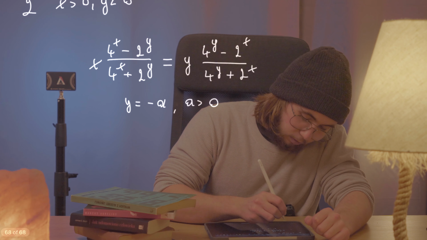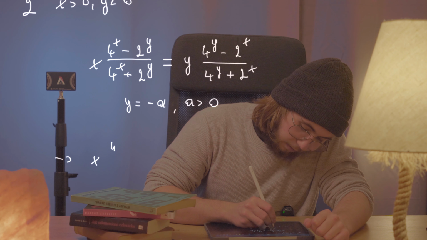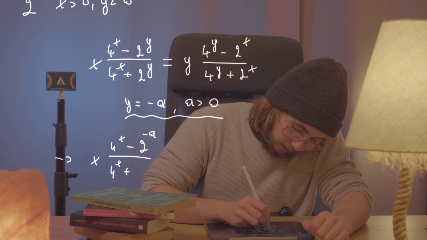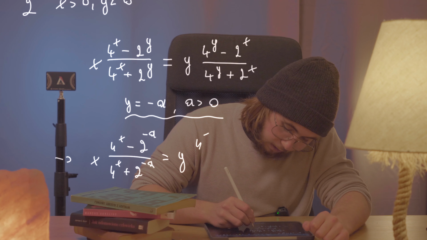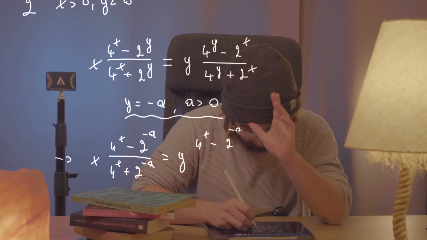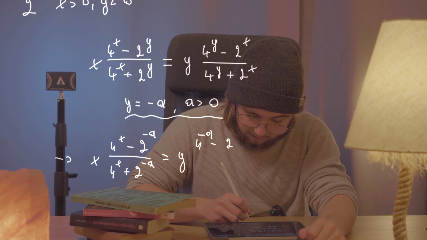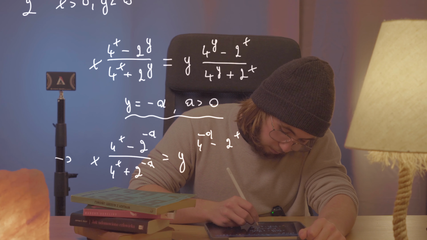Let's rewrite our statement once again. So that's gonna be x multiplied by 4 to the power of x minus 2 to the power y, which happens to be negative a, as we made it to be, over 4 to the x plus 2 to the negative a, is equal to y multiplied by 4 to the negative a minus 2 to the power of x, all over 4 to the negative a plus 2 to the power of x.